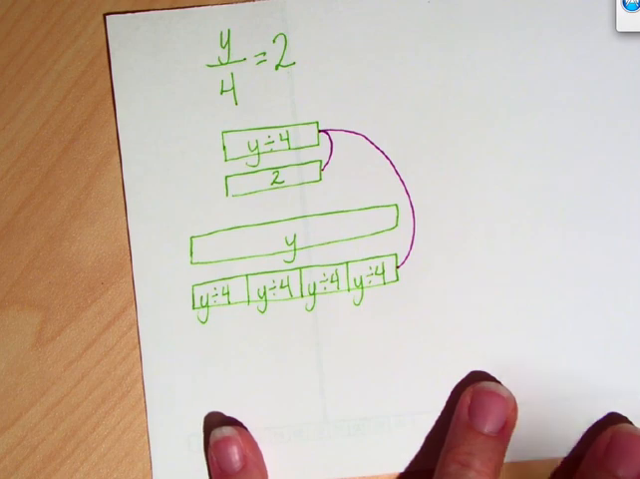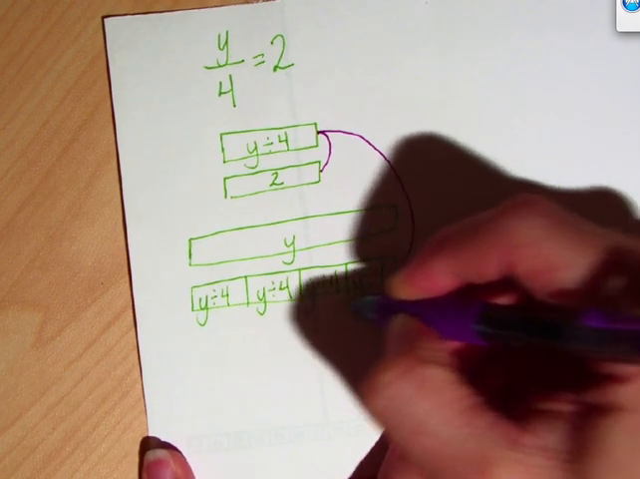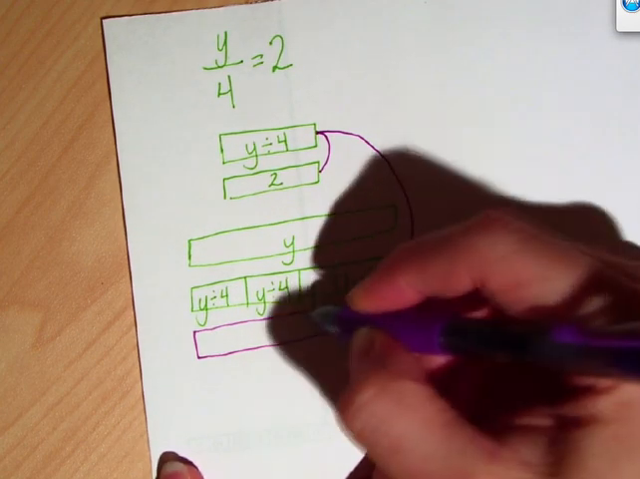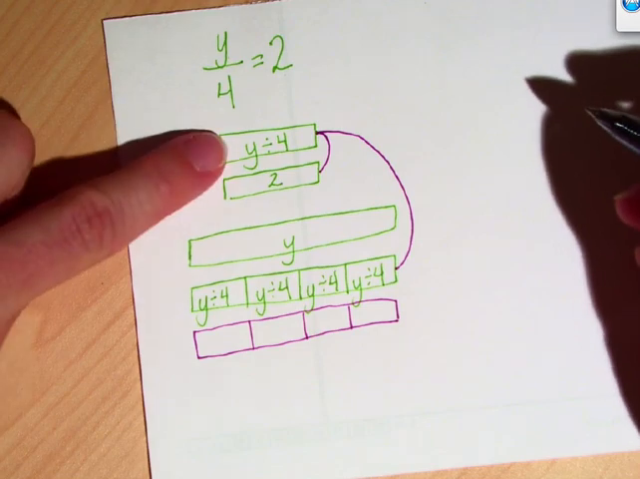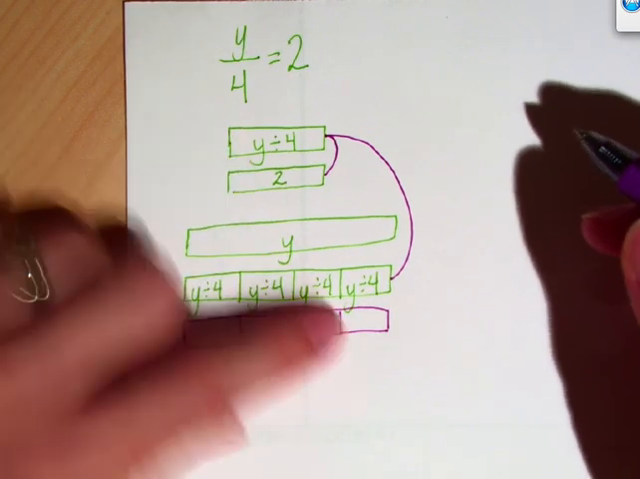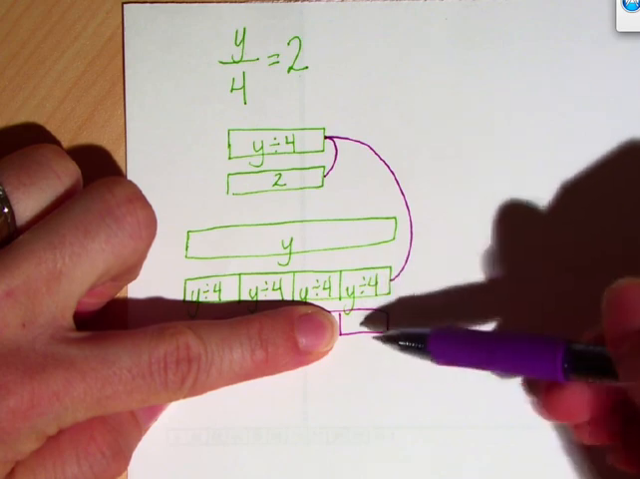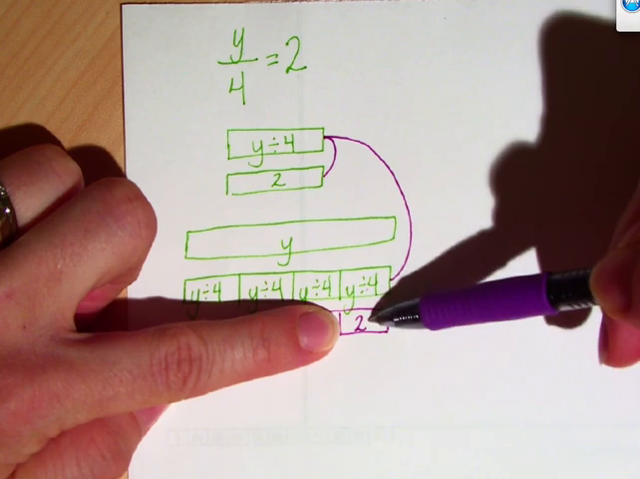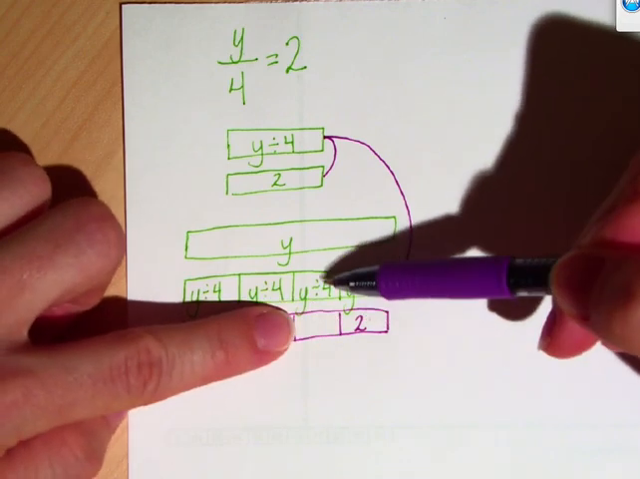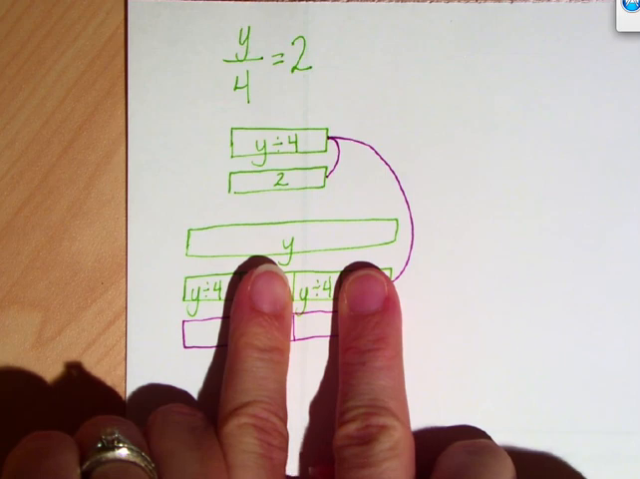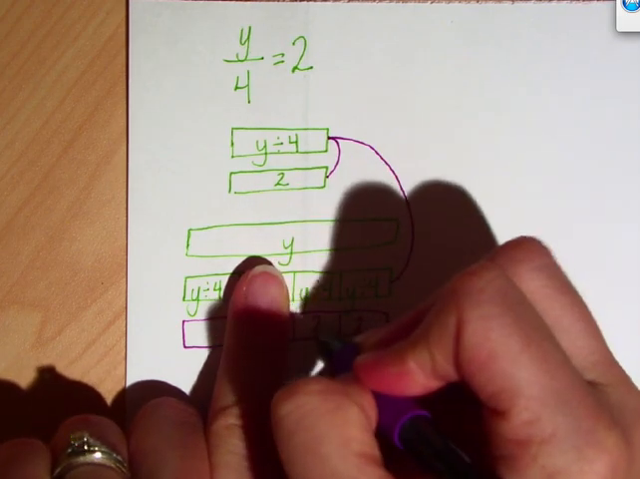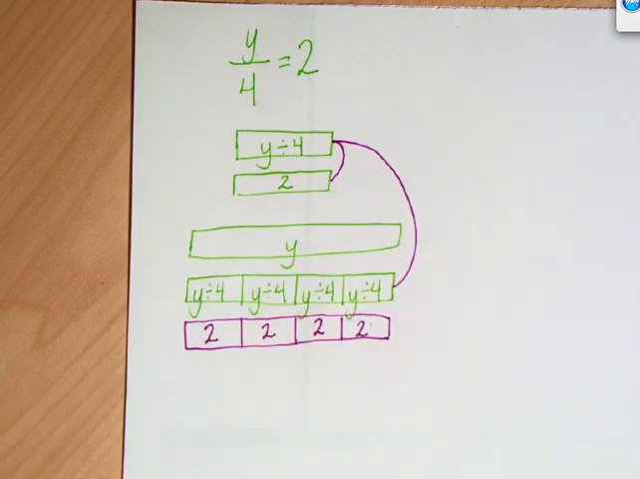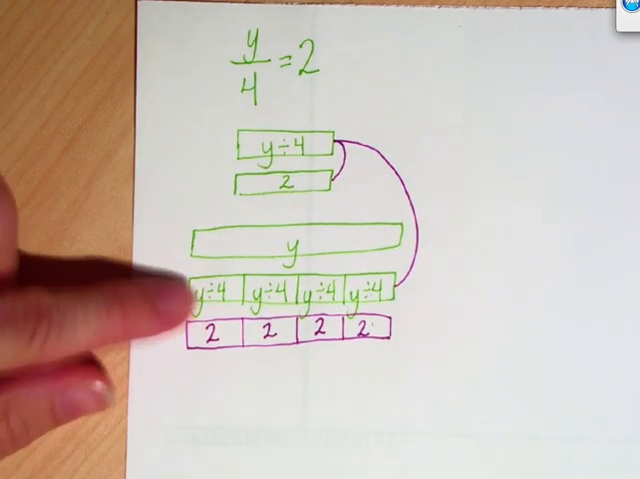So if that's the case, I'm going to draw another one. I'm going to split it the same way, as I know that one of these y divided by 4s is equal to 2. So one of those y divided by 4s is equal to 2, because that's the same as this, it's just shown a different way. So this one y divided by 4 is equal to 2. And this one, and this one. So y is equal to this. It's also equal to this.